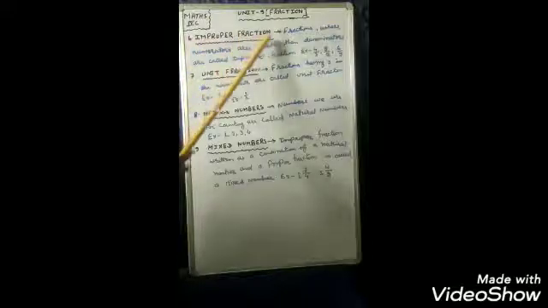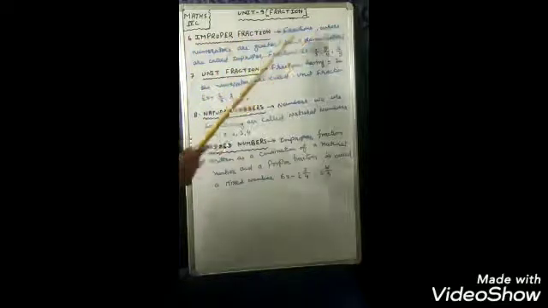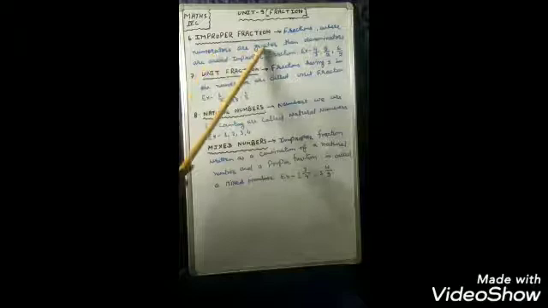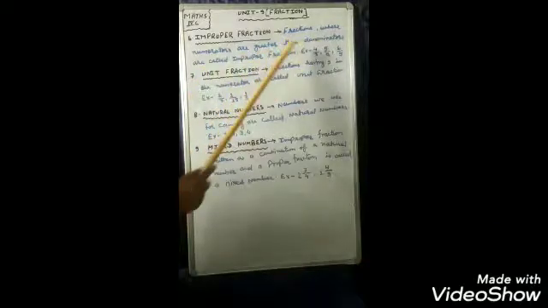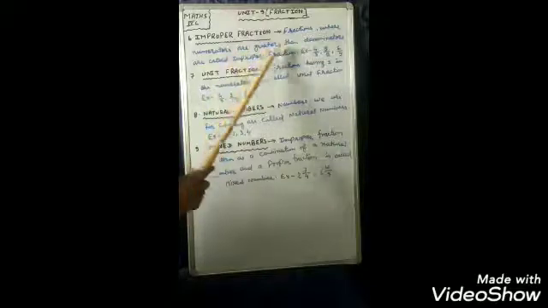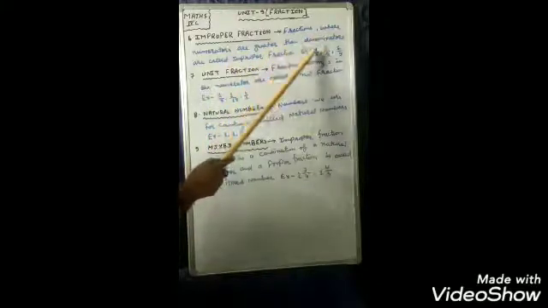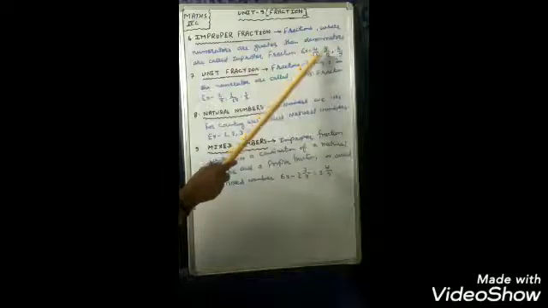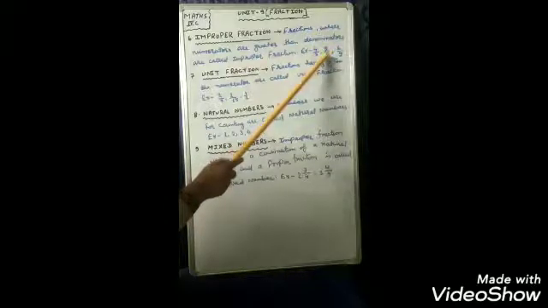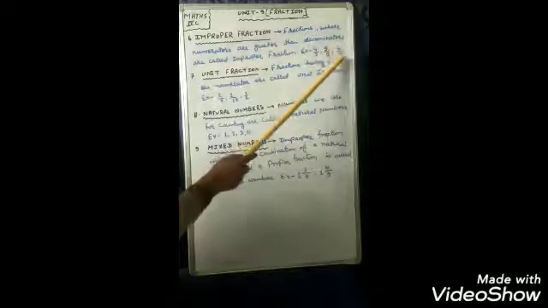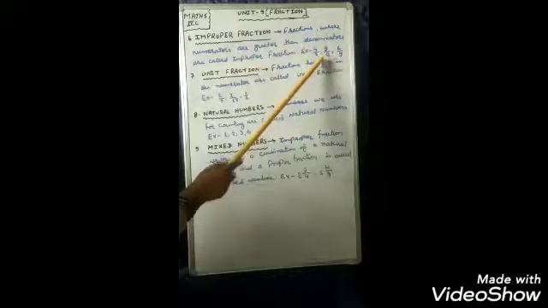Improper fraction. Fractions where numerators are greater than denominators are called improper fractions. 4 is greater than 3, 5 is greater than 2 and 6 is greater than 5. That's why these are improper fractions.